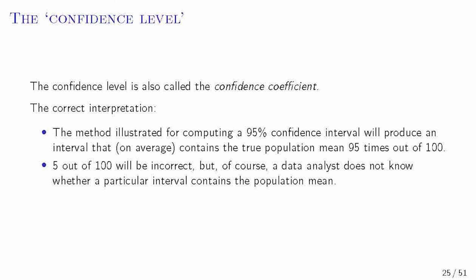It's very important to interpret this correctly. The interval will, on average, contain the true population parameter, the true population mean, 95 times out of 100. The key to this is that the population mean does not change. The population mean is fixed. So it's not that the population mean is incorrect or that it's going to change. The population mean is what it is, and our interval is what we're uncertain about.